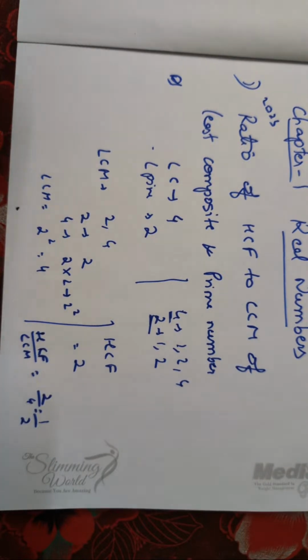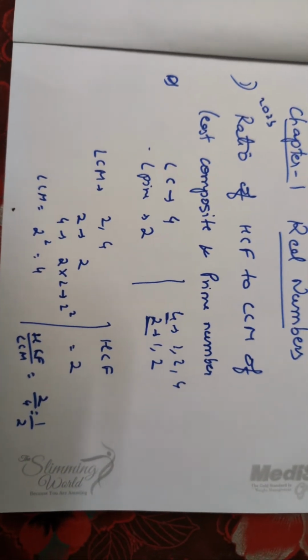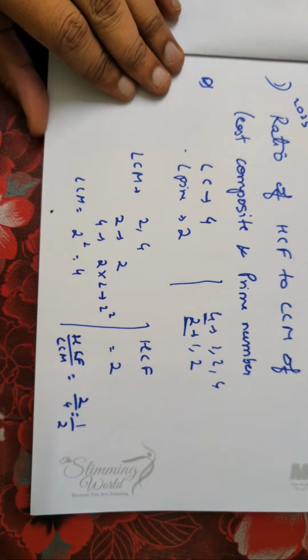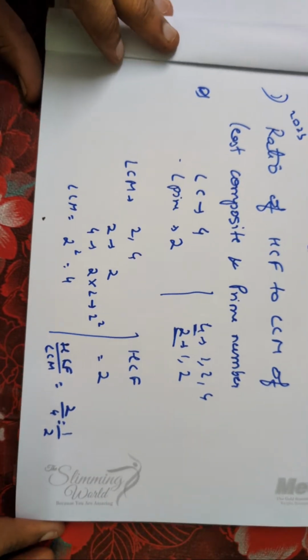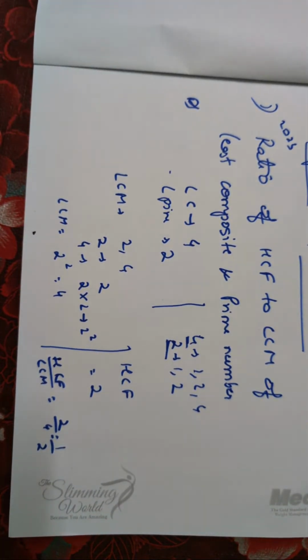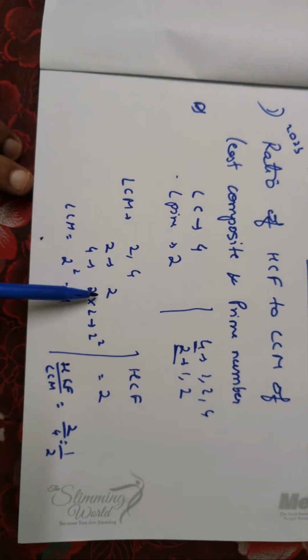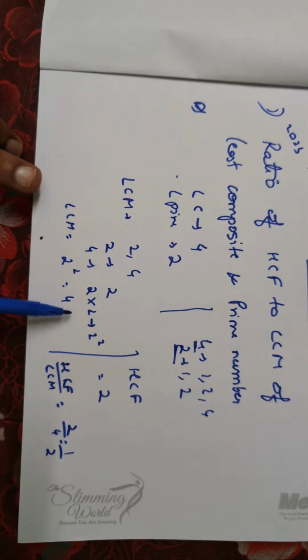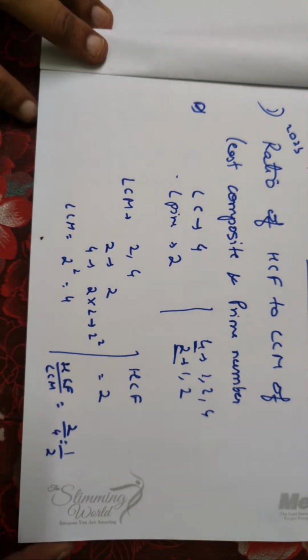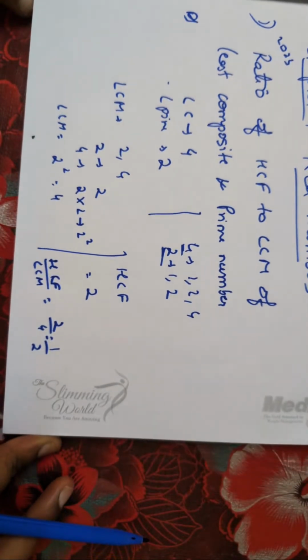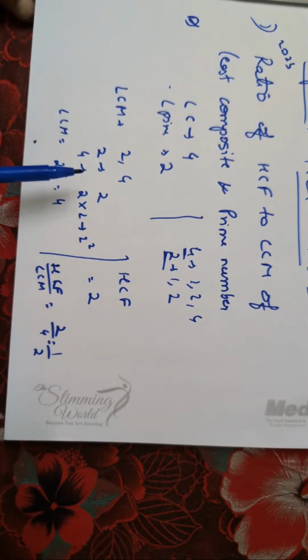Okay, now I think it's better. Just zoomed in the page. So the ratio of HCF to LCM of least composite and least prime: the least composite number is 4, whereas the least prime number is 2. So LCM of 2, 4: 2 stays 2, whereas 4 can be written as 2 into 2, which is 2 square. So the LCM will become 2 square, which is 4. Whereas HCF, as I mentioned, is the highest common factor. Here the common factor is 2, and the other has nothing, so we consider only the 2 value. So HCF equals 2 where LCM is 4. So the answer is 1 by 2.